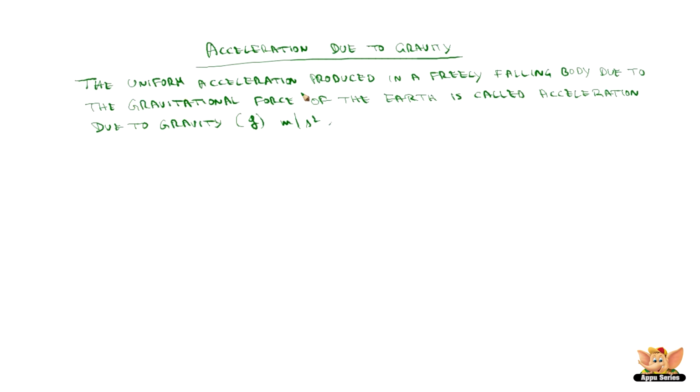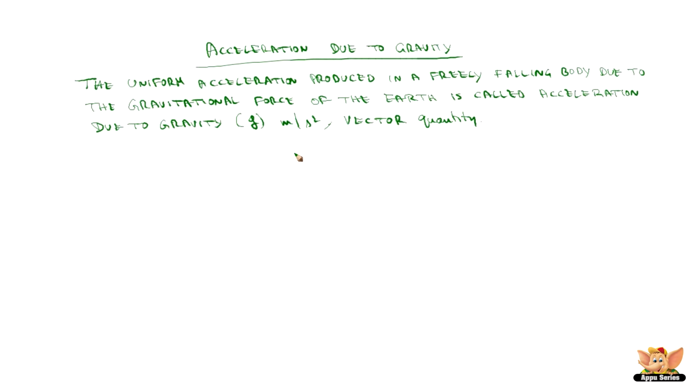The uniform acceleration produced in a freely falling body due to the gravitational force of the earth is called acceleration due to gravity, termed as g, and its units are meter per second square, and it is a vector quantity. In general laws of motion, we considered the rate of change in velocity as acceleration. Now, under the influence of gravitational force, the acceleration of a freely falling body has got a new terminology, which is called acceleration due to gravity.